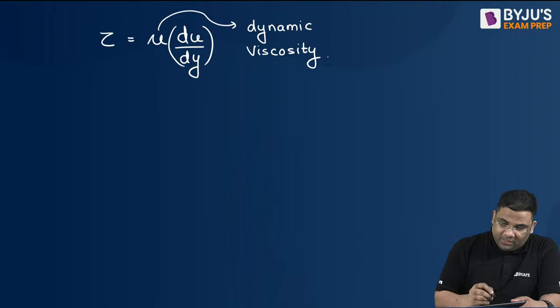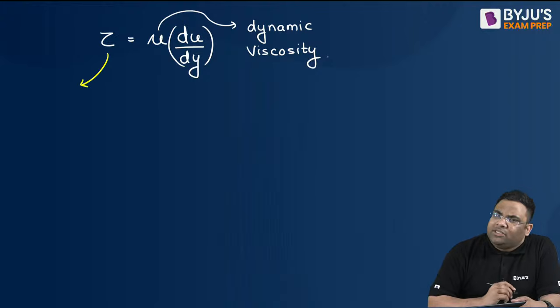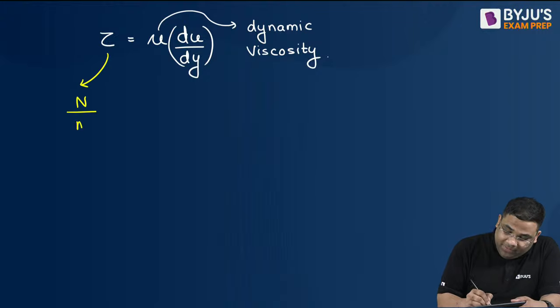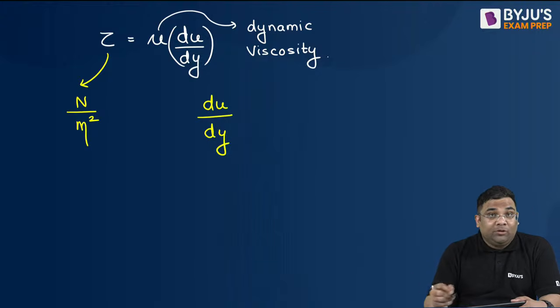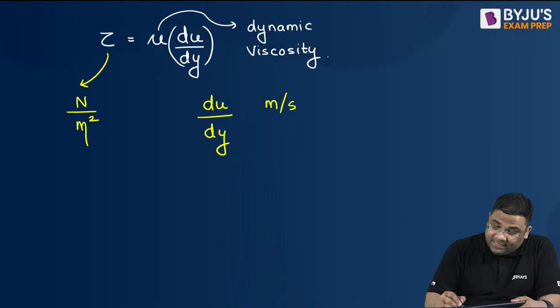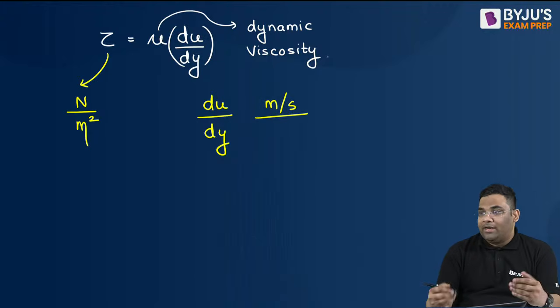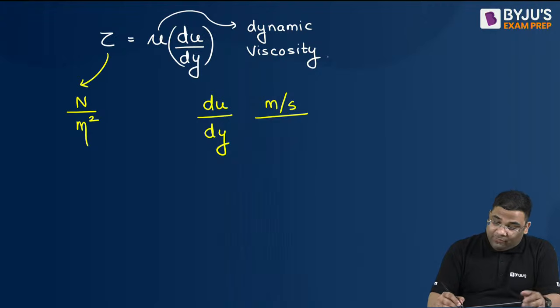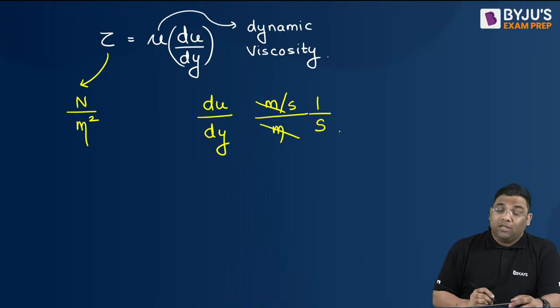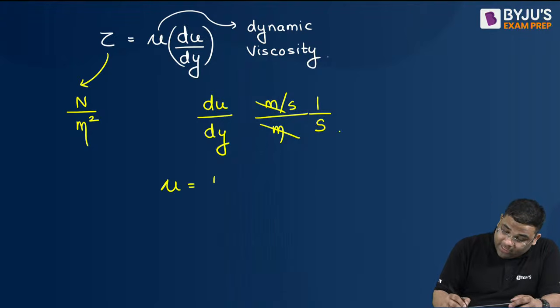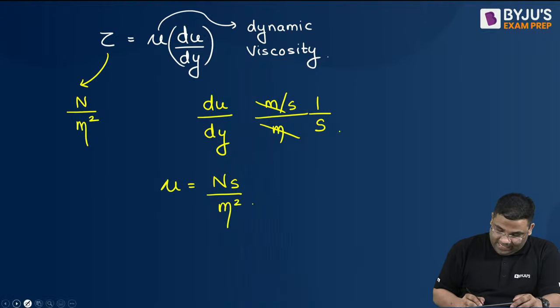Now you see, this is your shear stress, which has unit Newton per meter square. And this is du by dy. du is the change in speed, so it has unit meter per second, and dy is change in distance, with unit meter. So the meters cancel and I get 1 by s. So from here, mu is Newton second per meter square.